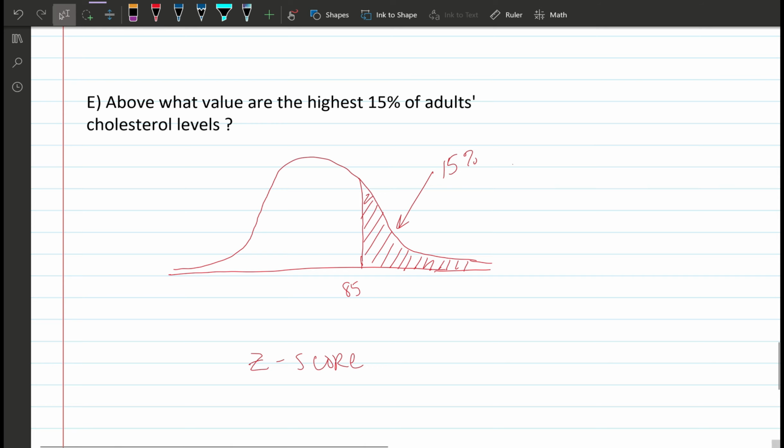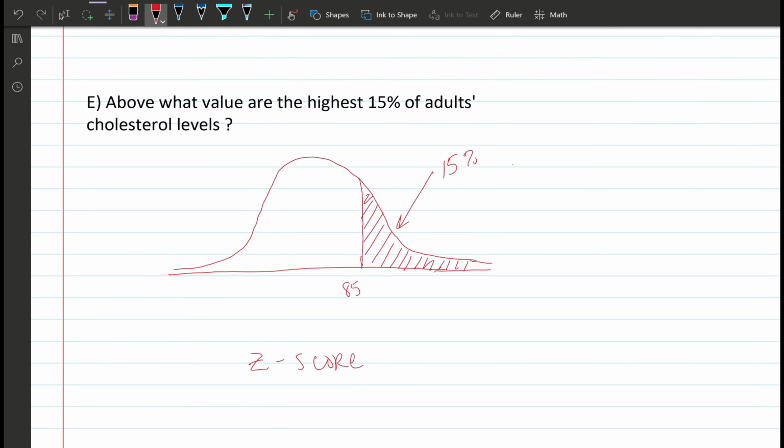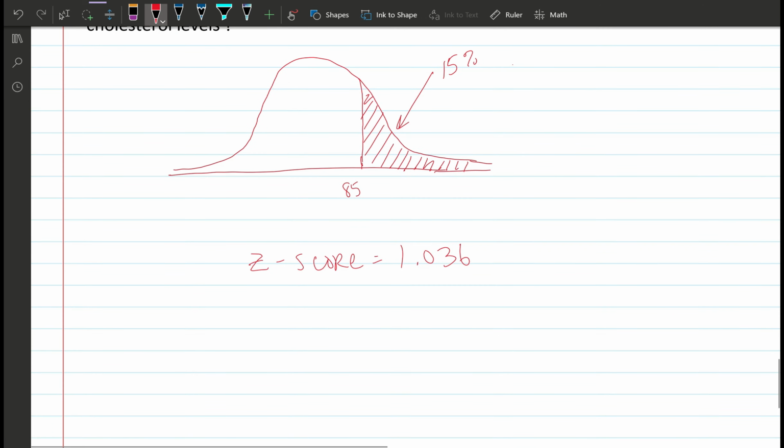Let's take a look. We go to the technology and I'll input 0.15 and enter. As you can see, as I input the 0.15, the z-score calculates to 1.036. Alright, so now we can use this information to calculate the original units.